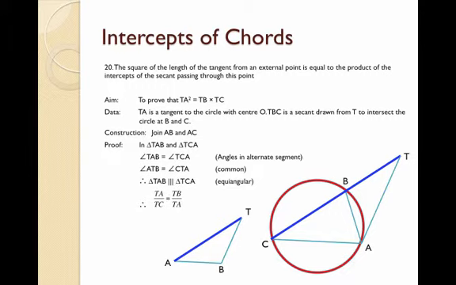This means that TA over TC equals TB over TA because corresponding sides are proportional in similar triangles. Now, if we do a little bit of cross multiplying, we can see that TA times TA is TA squared and TB times TC is what we wanted to prove.